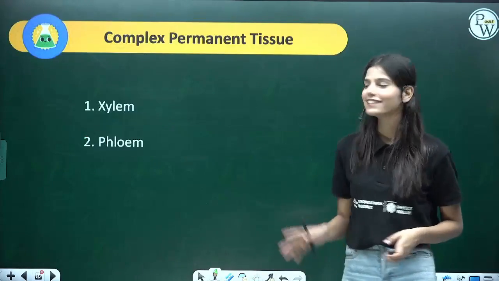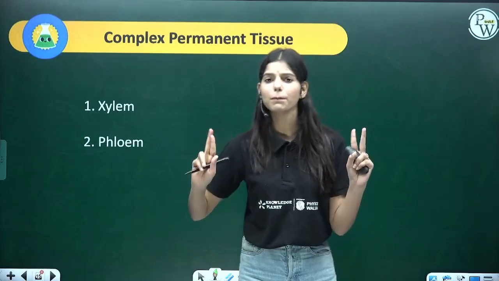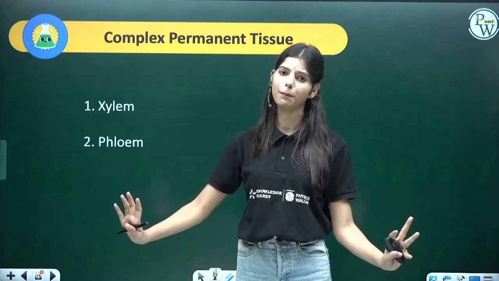Now guys, let's talk about the complex permanent tissue. Basically, there are two types of complex permanent tissue and they're really important for plants, okay?